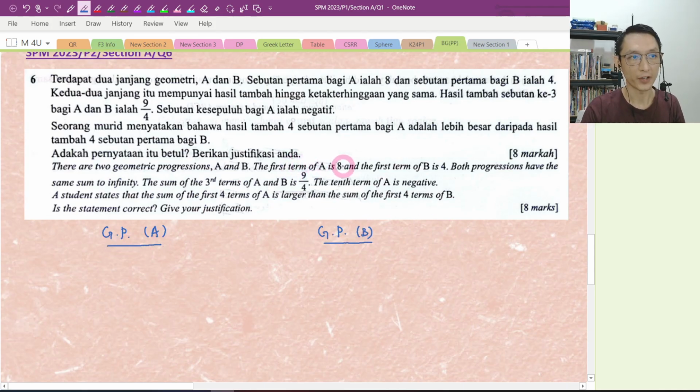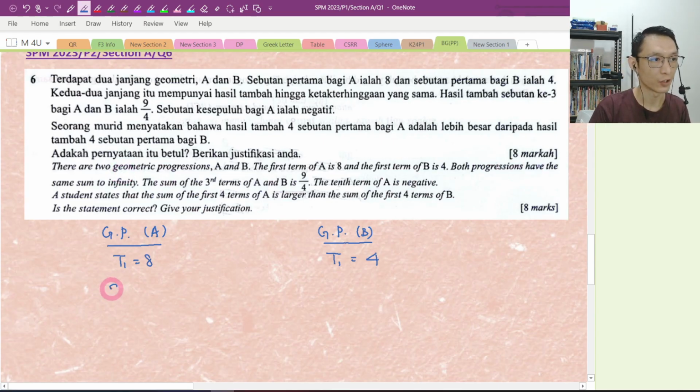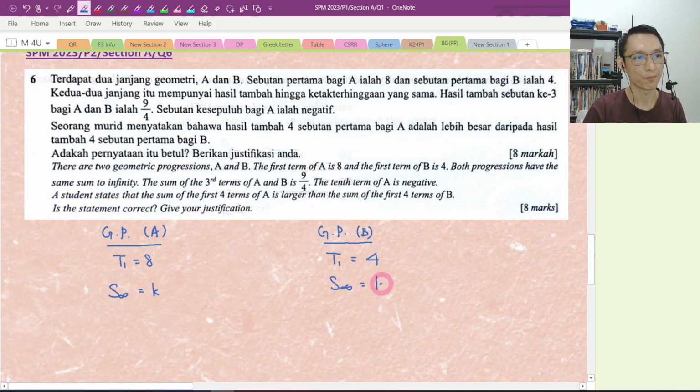The first term of A is 8. So the T1 is 8 for geometric progression A. And the first term of B is 4. Both progressions have the same sum to infinity. So sum to infinity, I just let it be K. Why? Because they are equal to each other.